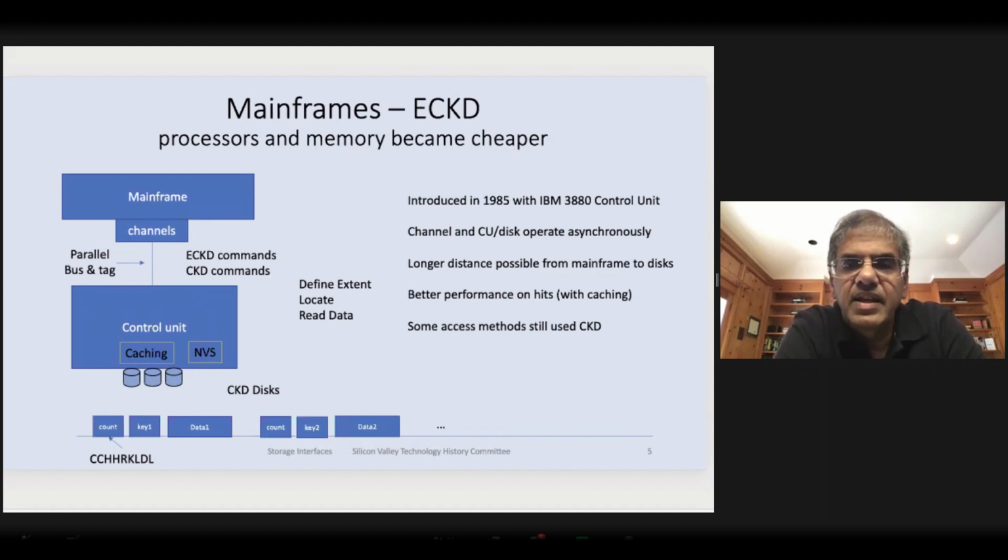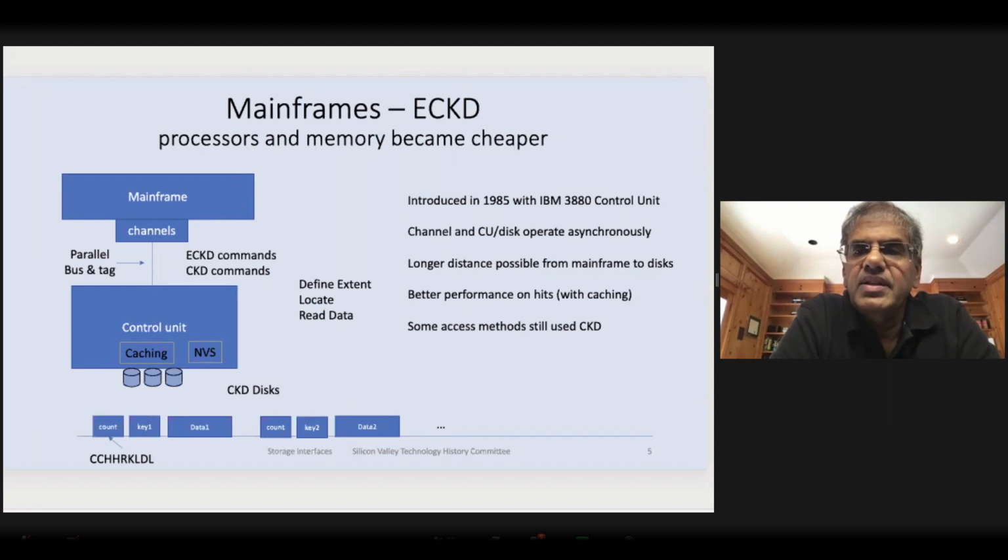And ECKD was a way to change what was purely a synchronous operation, as I described to you, into a somewhat asynchronous operation. So the search key loop was replaced with a locate command, and you could send the locate command to the control unit, and then the control unit would disconnect from the channel. It would find the appropriate piece of data, and then the read or write operation could happen after the control unit reconnected, after it had located the right piece of data.